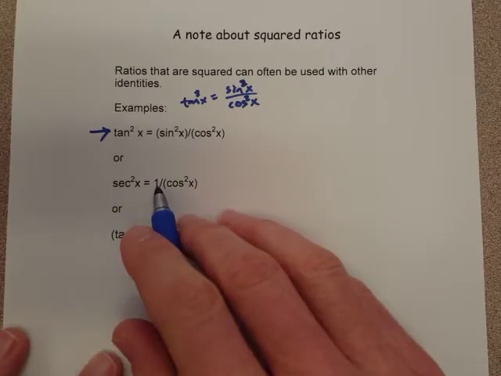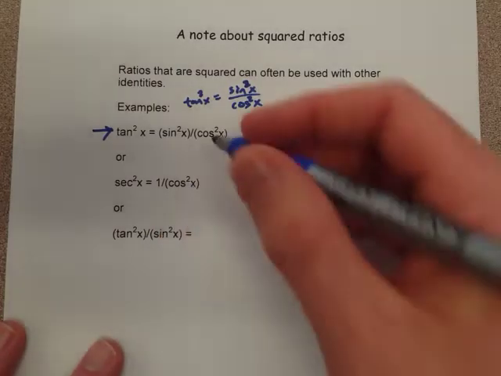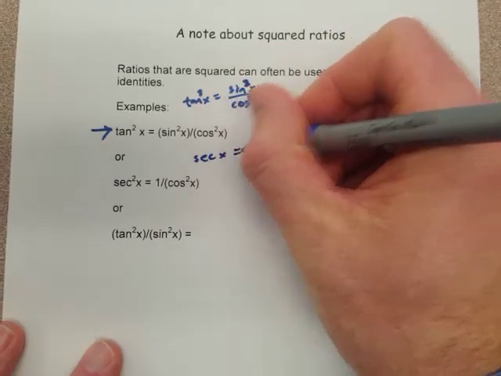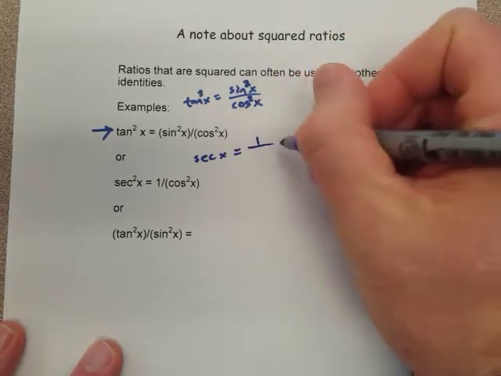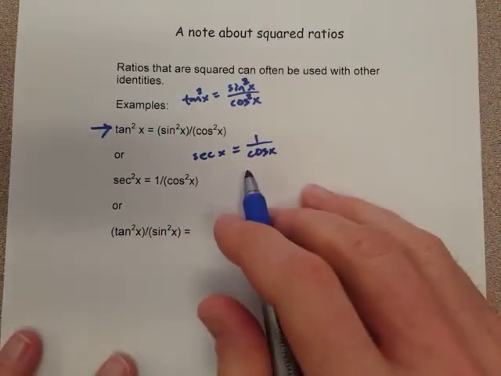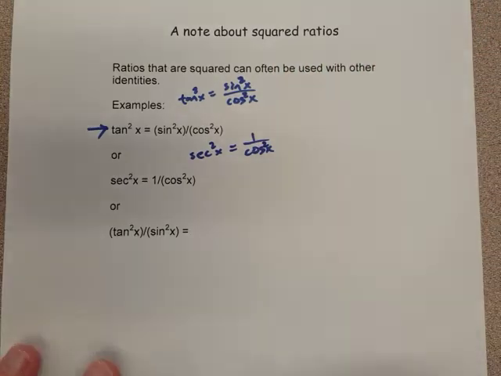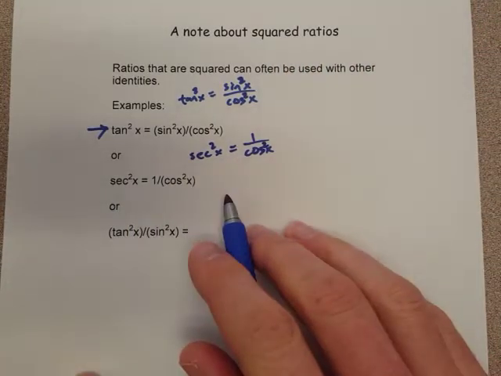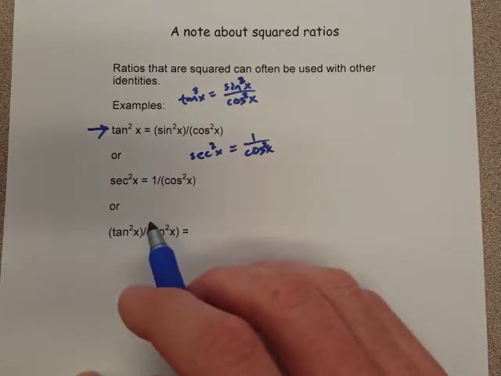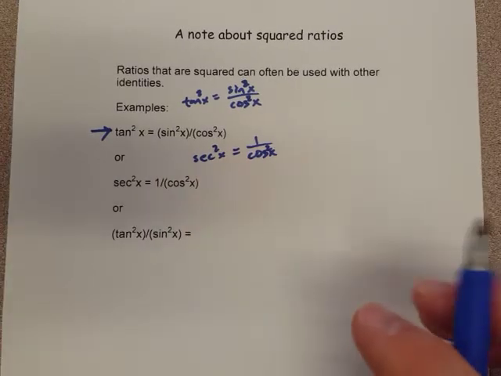Similar with secant squared equals 1 over cosine squared. That comes from the reciprocal identity that says that secant equals 1 over cosine. And again, we just ended up squaring both sides of that equation. 1 squared is still 1, so that's just left as it is. And then that equals the same thing. So when you square something, you can also extend it to the other properties related to that particular trig ratio.